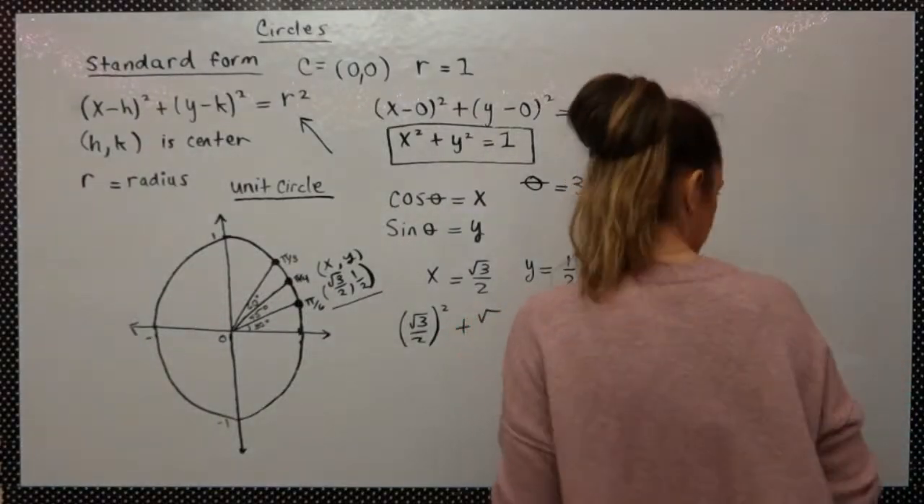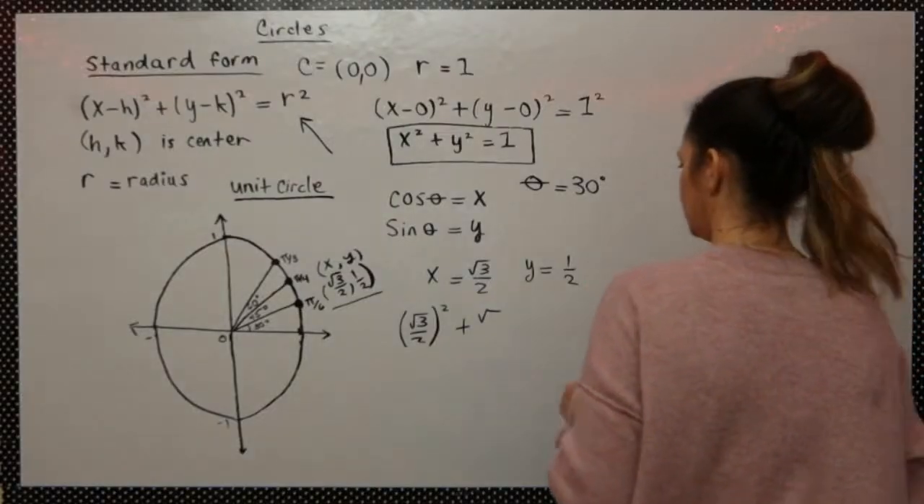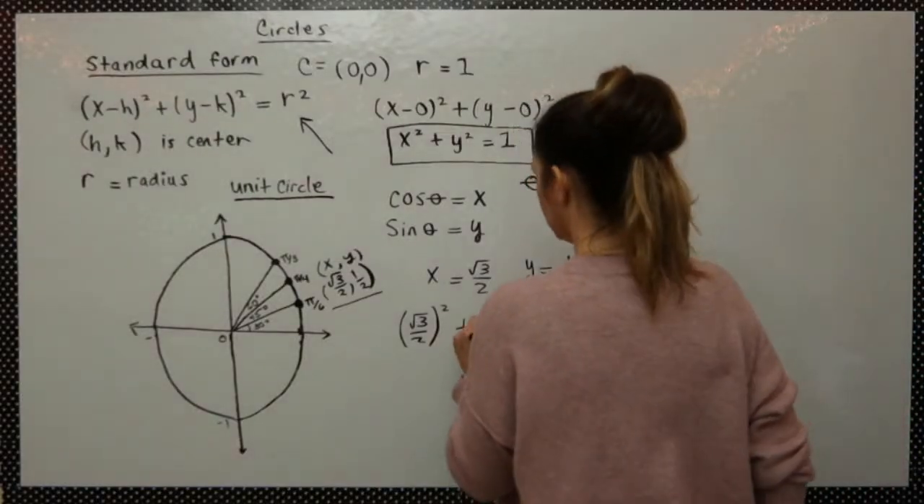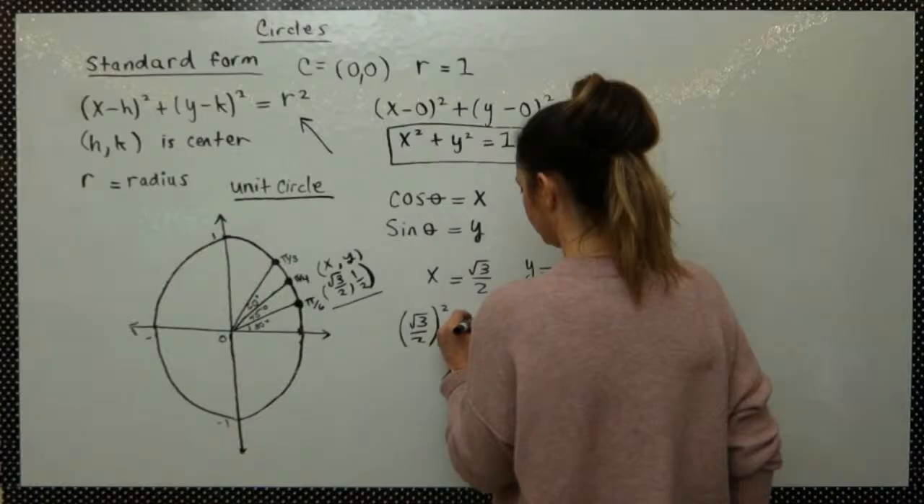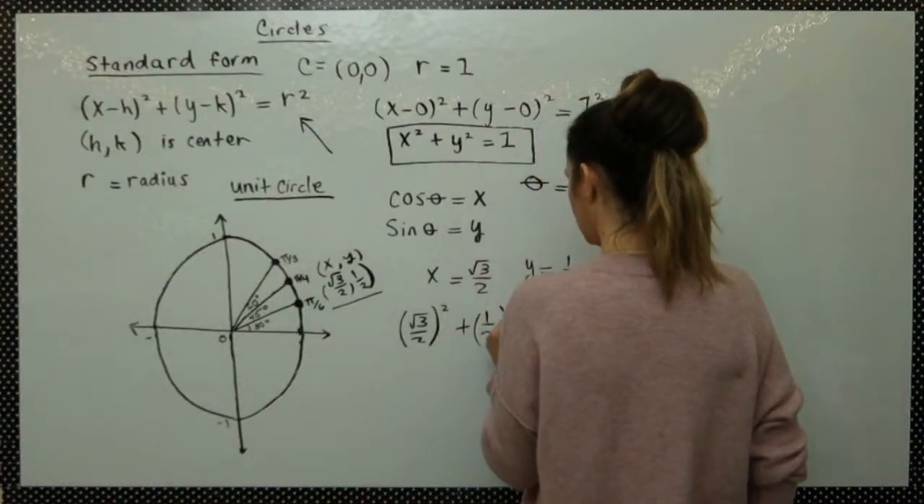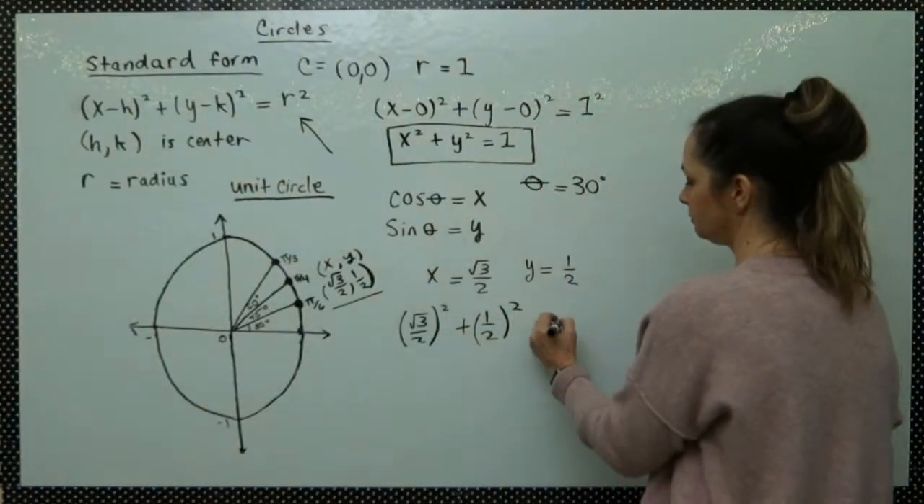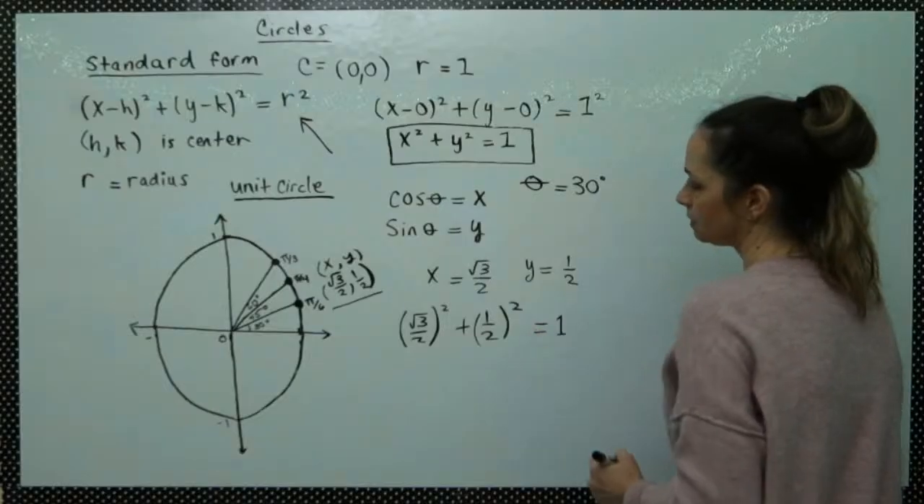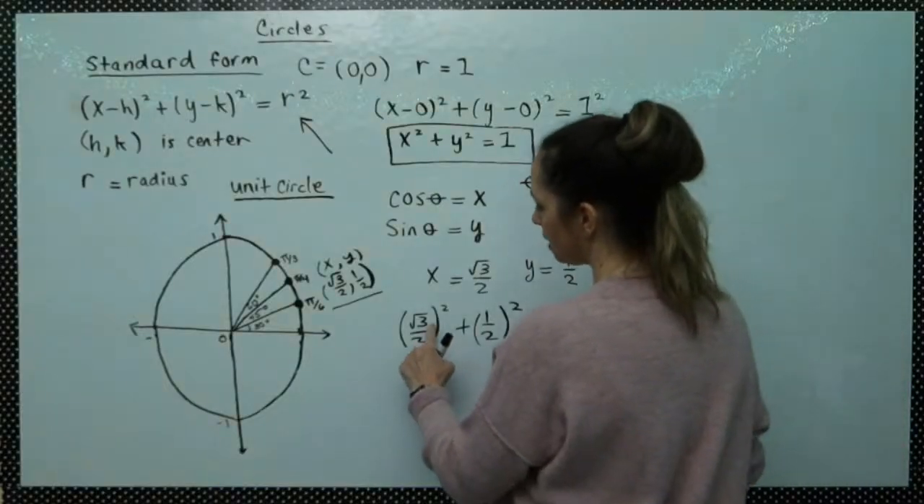Sorry, not radical, getting ahead of myself here. You get 1/2 quantity squared, and then that should equal 1, the quantity 1.